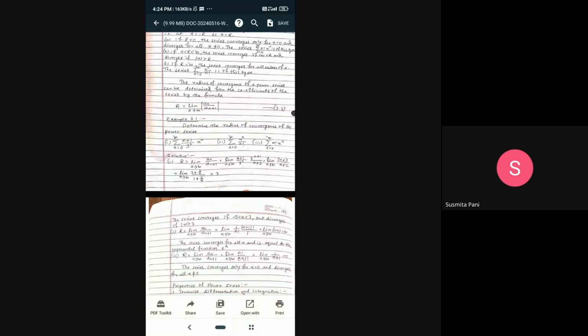You will get limit n tends to infinite ((n+1)/3^n) divided by ((n+2)/3^(n+1)), and you will get limit n tends to infinite (3n+3)/(n+2), which is equal to limit n tends to infinite (3+3/n)/(1+2/n), which is equal to 3. Are you getting it? So the series converges at all points between 0 to 3, so minus 3 smaller than x smaller than 3. This is the region, and it diverges for all values where the value of x is equal to or greater than 3.